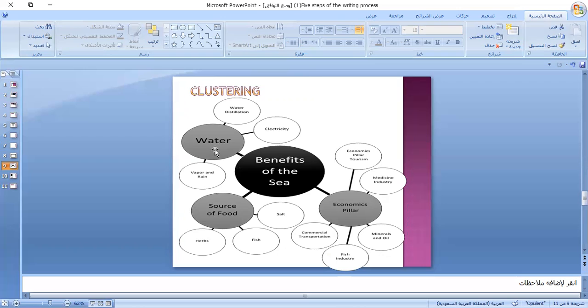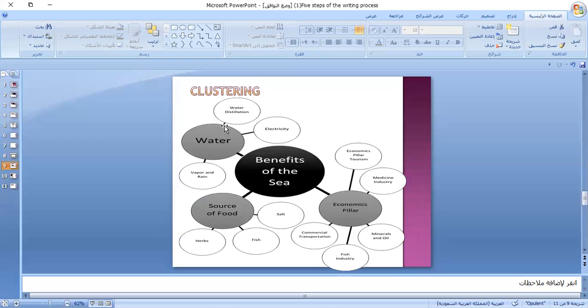Each one should stand for a paragraph, the idea which is adopted in a paragraph. Okay? Look, we generate ideas or collect ideas from those we have just written in our list in the brainstorming. Look, water, we say water, vapor, and rain. Seawater, from seawater we get water vapor, which causes rain.